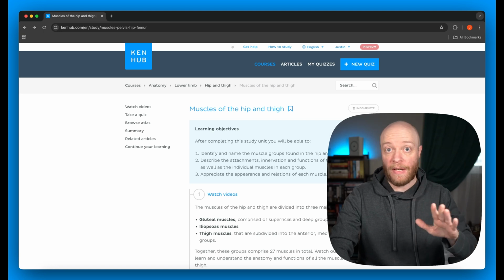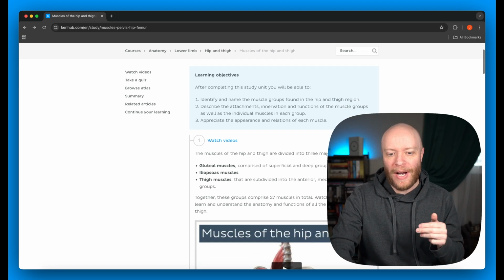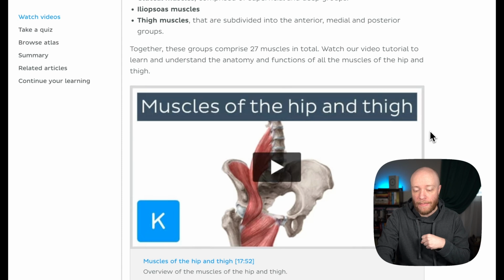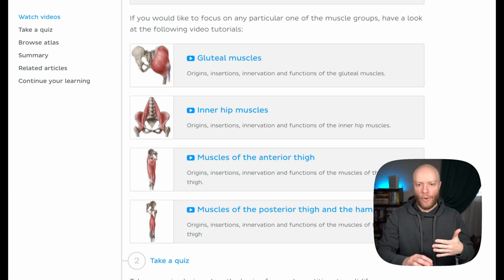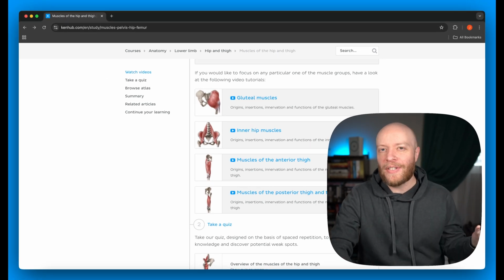And what you're going to see if you're following along at home is that there is quite a bit to this study unit. So if I scan down, we're going to immediately see that we have a video all about the muscles of the hip and thigh, which makes perfect sense. But then if you continue scanning down, we're going to see that there are videos, rather, specifically on the glutes, the inner hip muscles, the muscles of the anterior thigh and the posterior thigh and hamstrings. So there's a lot to cover here, and we're obviously not going to cover it all.